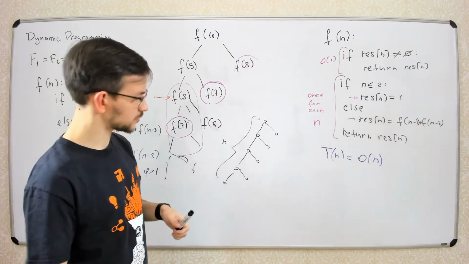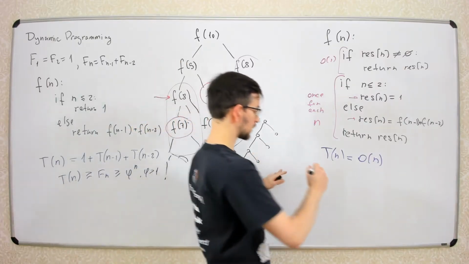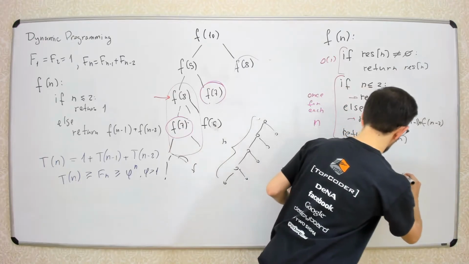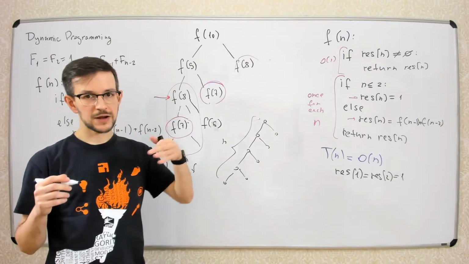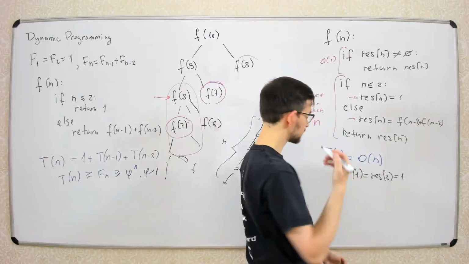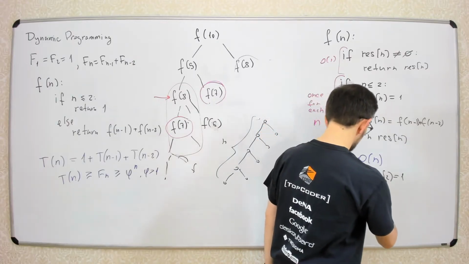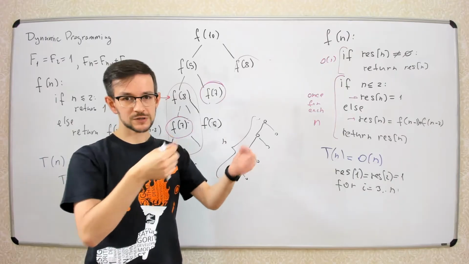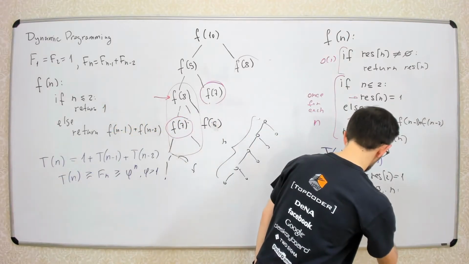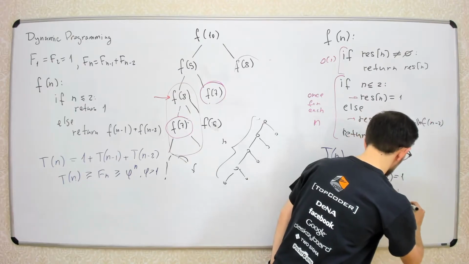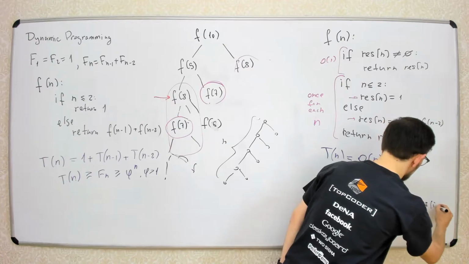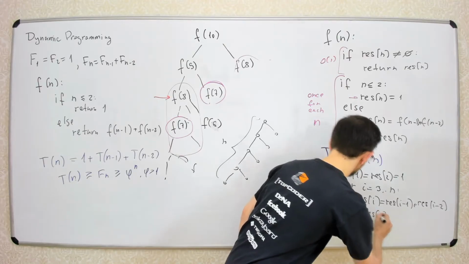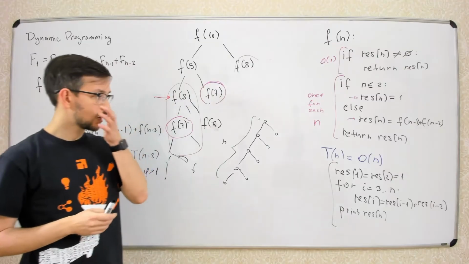Let's make an improved procedure here. What can we do? We can just assign the first two values to 1, and then make a simple for cycle, for loop. It's called loop. English is different. For all i from 3 to n, we just take two previous numbers, sum them, and put the result here: res of i equals res of i minus 1 plus res of i minus 2. That's the whole code we need.